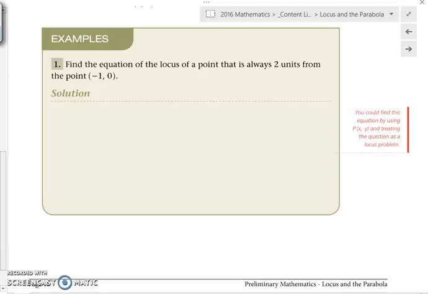So here's the example. Remember we are doing locus of a circle, so we're probably going to be dealing with a circle. It says find the equation of the locus, which is the path, of a point that is always 2 units from the point (minus 1, 0). So our center is not 0, 0. What are we going to do? You can draw it. It's not going to hurt.